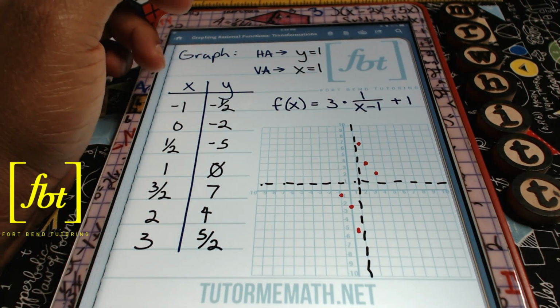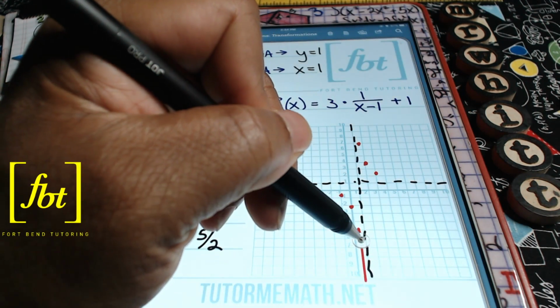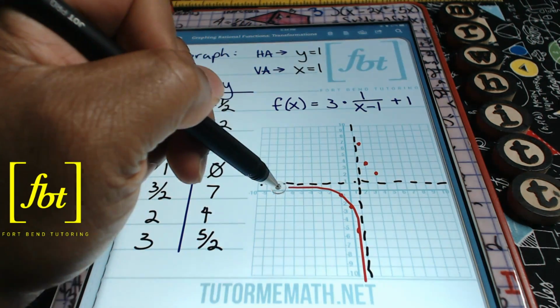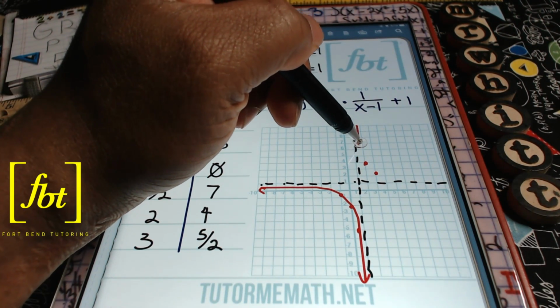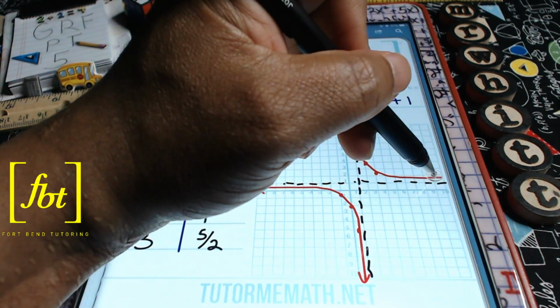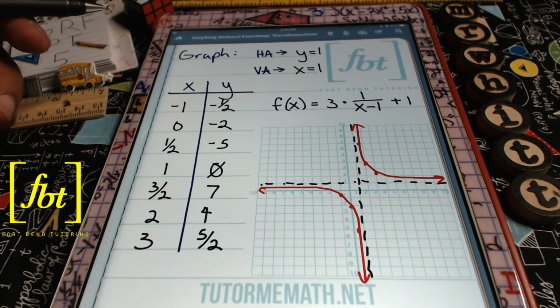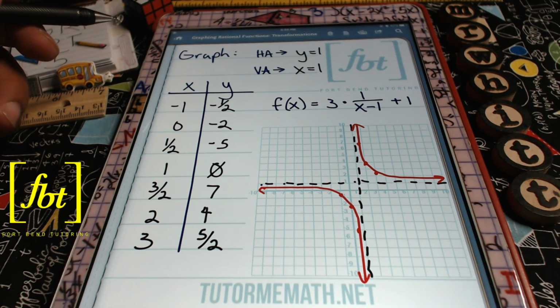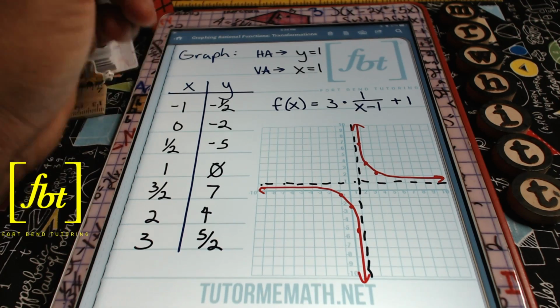So based on that, guys, and our parent function, we should end up with a graph that looks like this. All right, looking good. There we have it. So that is going to be your transformed rational function for problem number 2. And let's give you the domain, the range, and the end behavior as well.